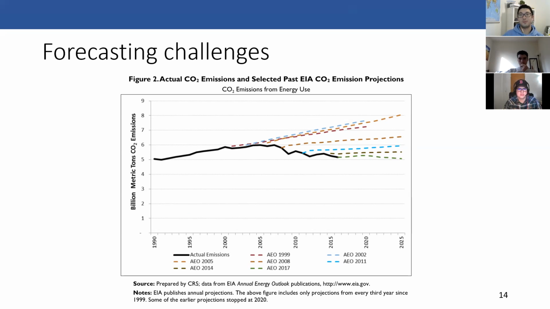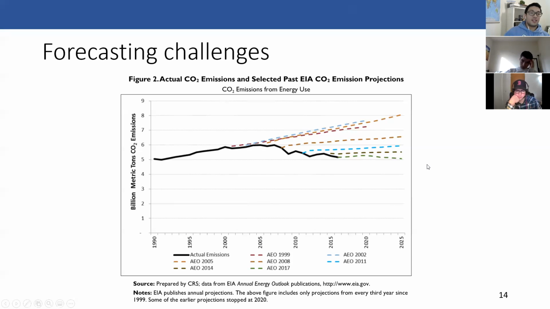And we'll actually talk a little bit about the EIA Annual Energy Outlook model in another class. But I believe this is from the 2017 Annual Energy Outlook. And so these are the emissions over time.